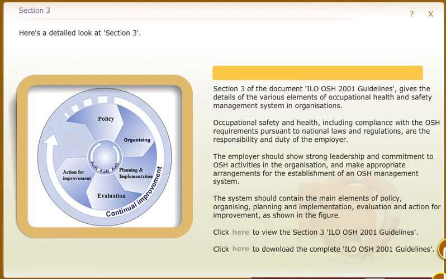Here's a detailed look at Section 3. Section 3 of the document ILO-OSH 2001 Guidelines gives the details of the various elements of occupational health and safety management system in organizations.